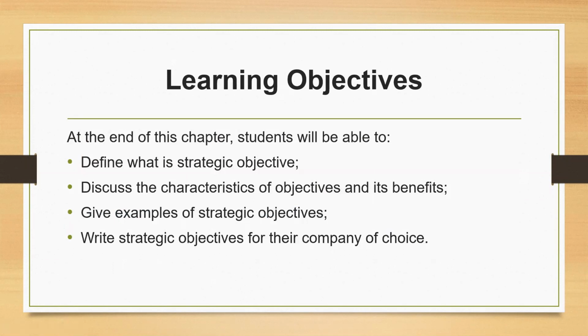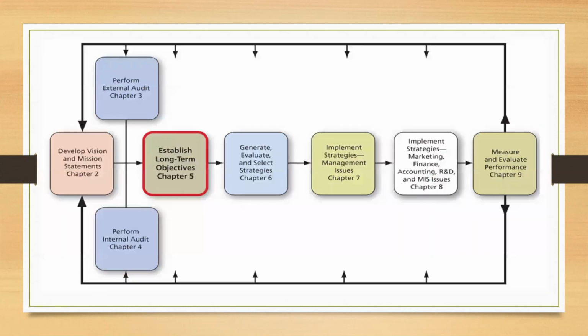First is to define what is a strategic objective and discuss the characteristics of objectives and its benefits. Then give examples of strategic objectives and write strategic objectives for your company of choice. Okay, so this is the strategic framework.